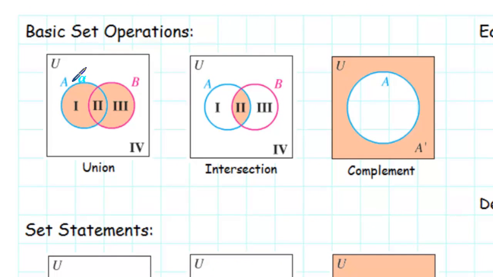Let's let A represent the set of all actresses, B represent the set of all ballerinas, where the universal set U is the set of all women. Well, in this first diagram, we see that regions 1, 2, and 3 are shaded in. So that would represent all the women that are actresses or ballerinas or both. The way we would write that is A union B.